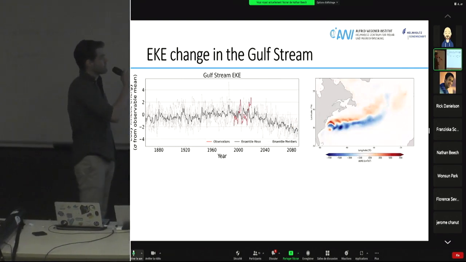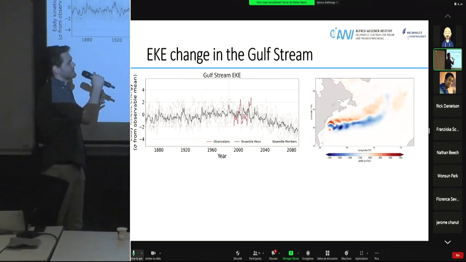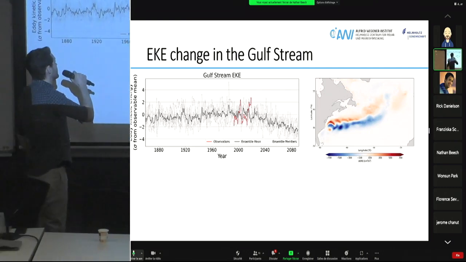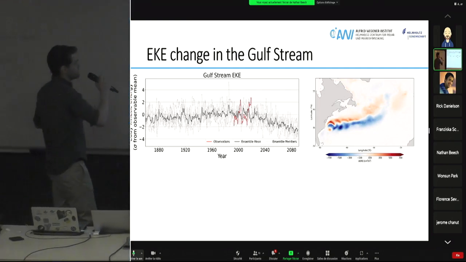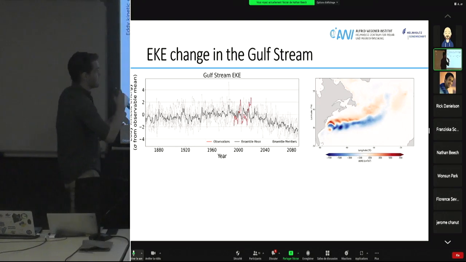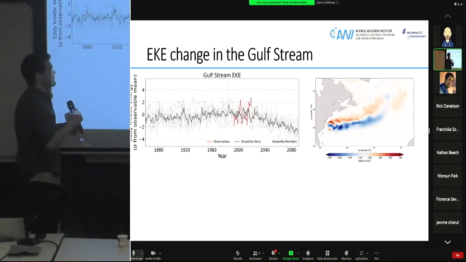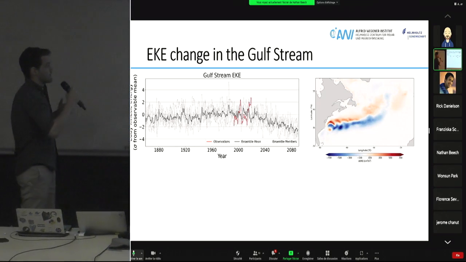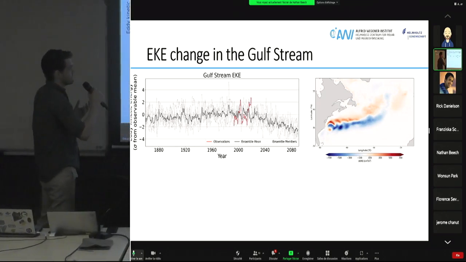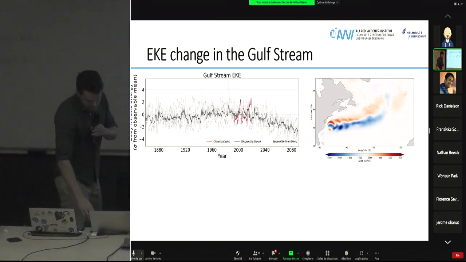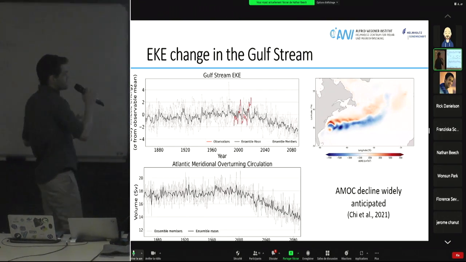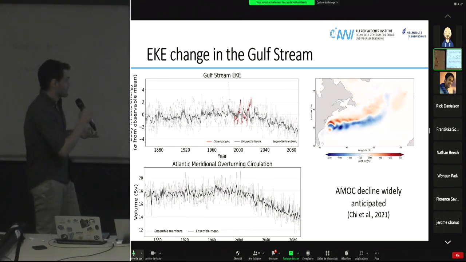So let's begin with the Gulf Stream. Here we can see our spatial shift in the map on the right. And also on the left, I have the time series of eddy kinetic energy with ensemble members in gray, the ensemble mean in black, and observations in red. And so clearly towards the end of the 21st century, beginning in the mid-21st century, we have a decrease in eddy activity. And what this plot probably brings to mind is the widely anticipated decline of AMOC.